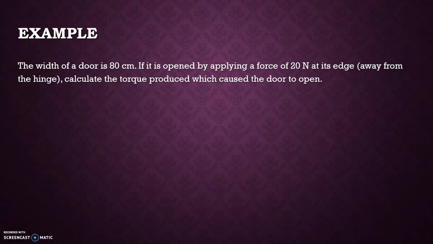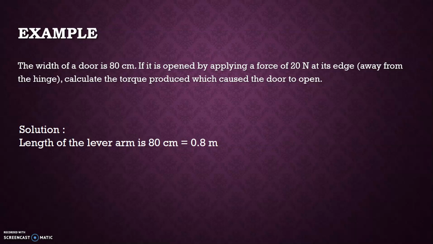So let's look at an example. The width of a door is 80 centimeters. If you open it by applying a 20 newton force at the edge away from the hinge, calculate the torque produced. Well, the length is 80 centimeters. But remember, we have to go to either meters or feet. So this is centimeters, so we're going to use the metric unit. So that's 0.8 meters. The force is 20 newtons, so we put that into our equation. Torque is force times the distance, so force of 20 times the 0.8 gives me 16 Newton meters.